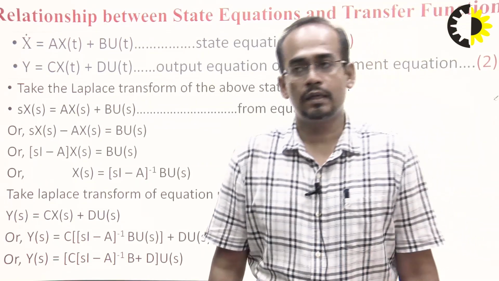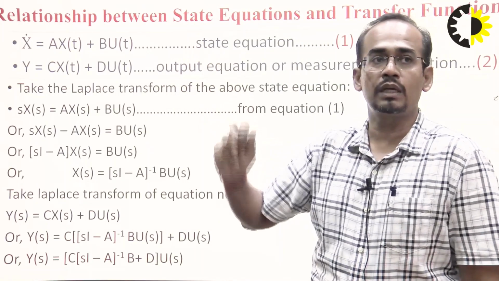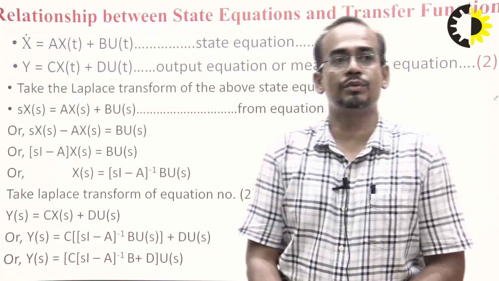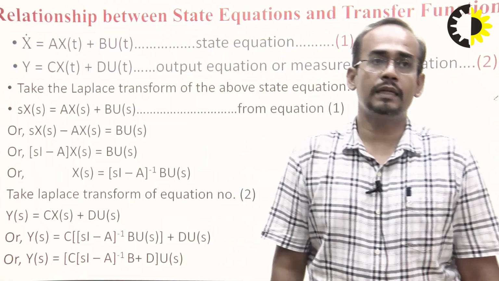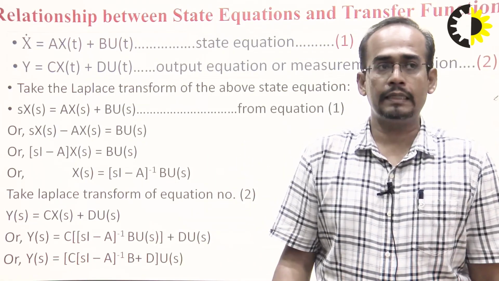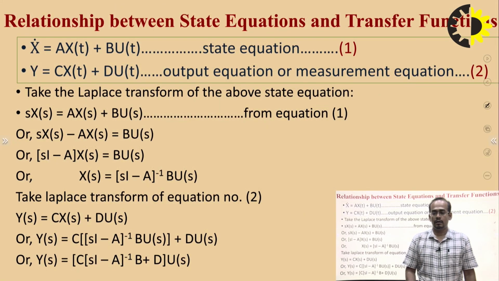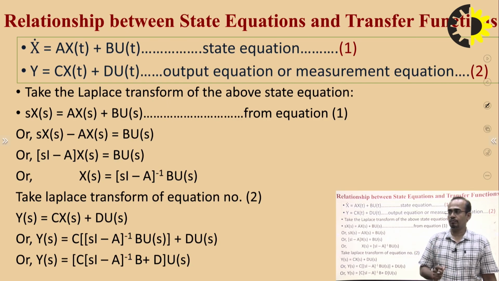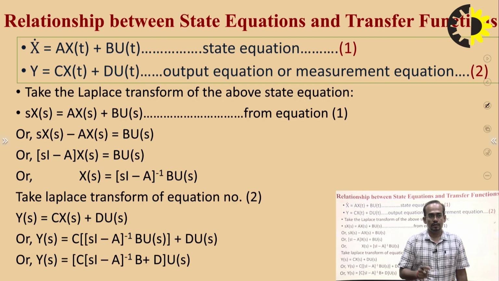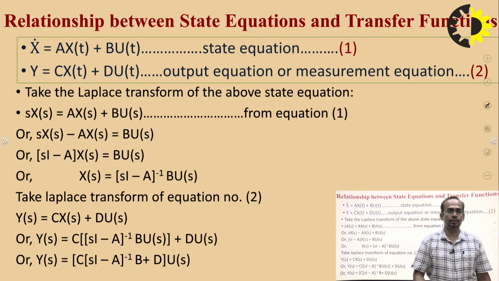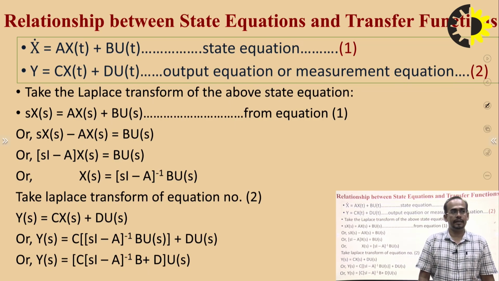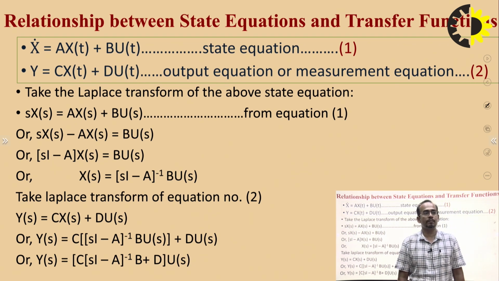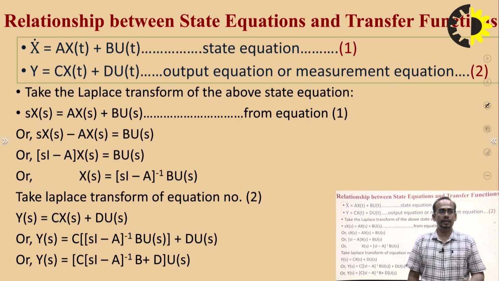As we know, x dot is equal to Ax(t) plus Bu(t), which is the state equation, and y is equal to Cx(t) plus Du(t), which is the output equation. What we have to do is find the transfer function. For finding the transfer function, I have to find the output upon input. What is the transfer function? The transfer function is nothing but the ratio of the Laplace transform of output to the Laplace transform of input. Here output is y and input is u. So we have to find the value of Y(s) upon U(s) by considering all initial conditions 0.